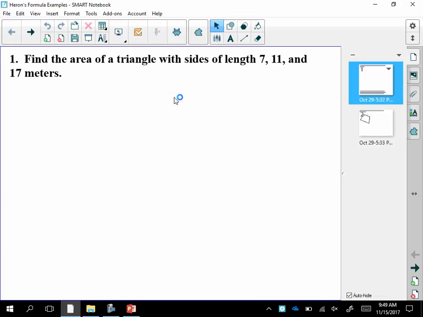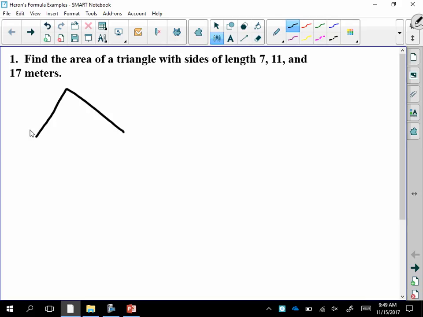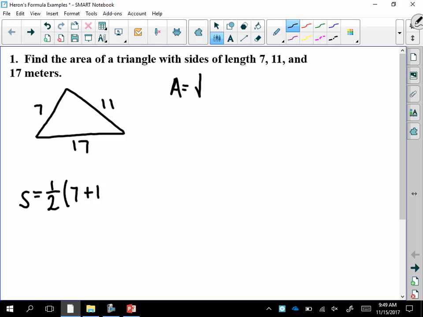All right, let's say we want to find the area of a triangle that has sides of length 7, 11, and 17 meters. So it's a triangle with sides 7, 11, and 17. The area of this triangle is going to be the square root of S times the difference between S and each side. So S is 1/2 times the perimeter.